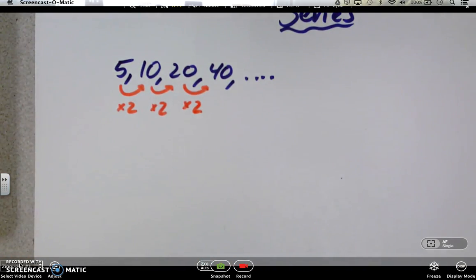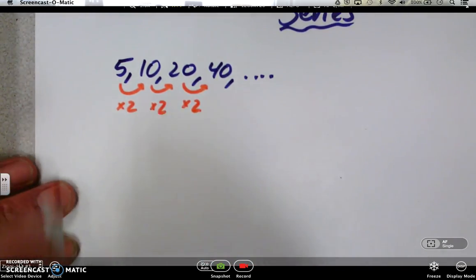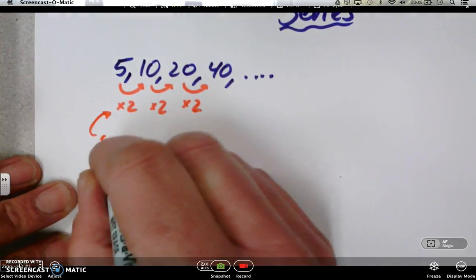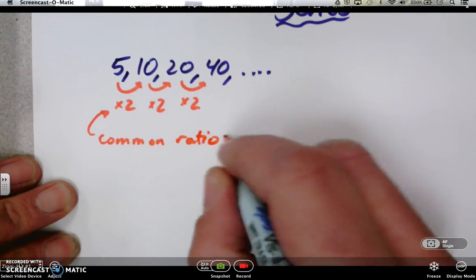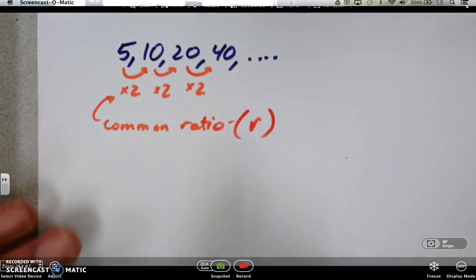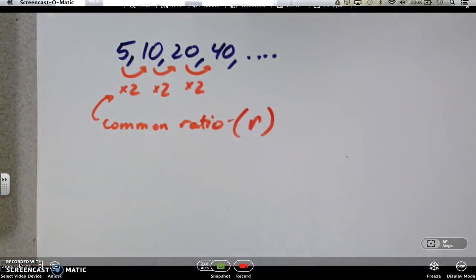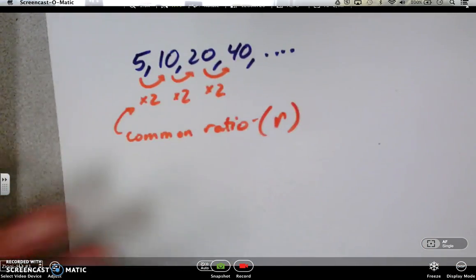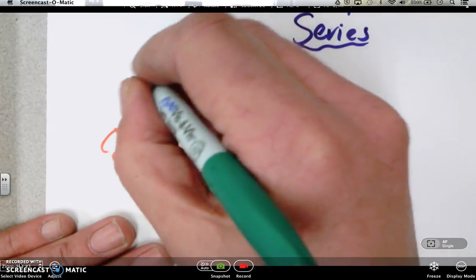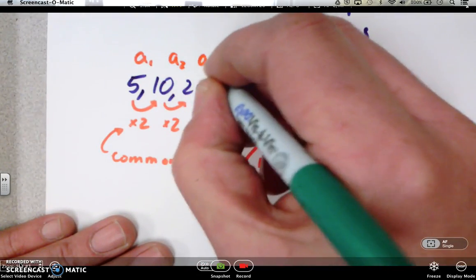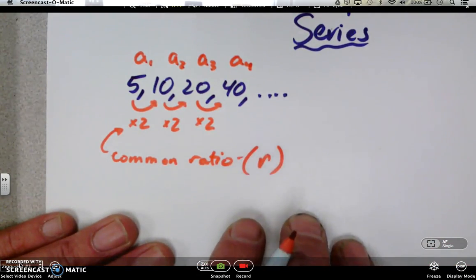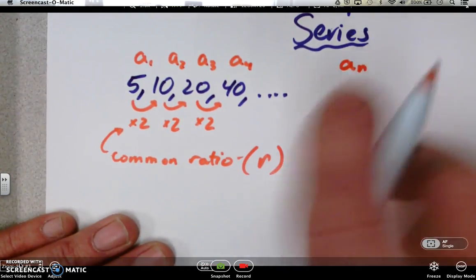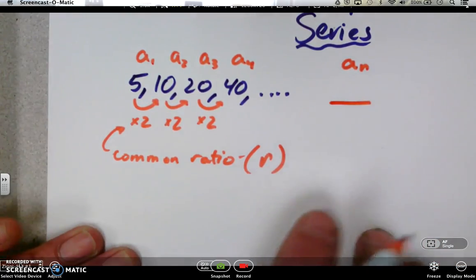So in this case, the constant change is times 2 times 2 times 2, and we call that a common ratio, and we'll use the variable r for that. So when you see r, it's referring to your common ratio. Like before, this is a1, that's a2, a3, a4, and dot, dot, dot. So what we're going to try and do is find out a formula for the nth one.